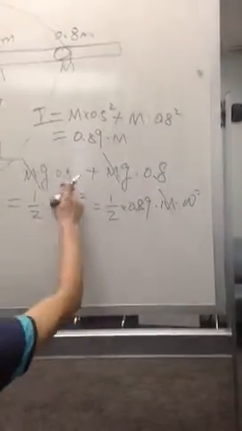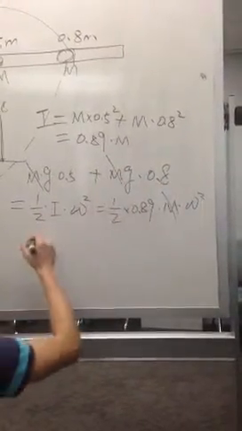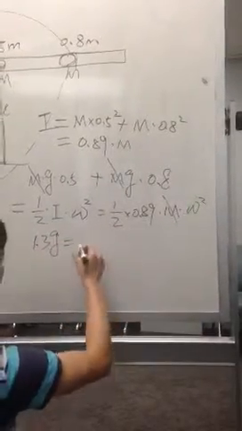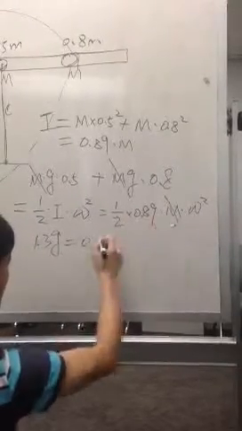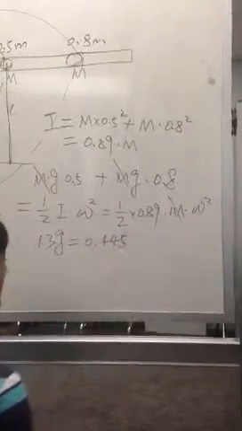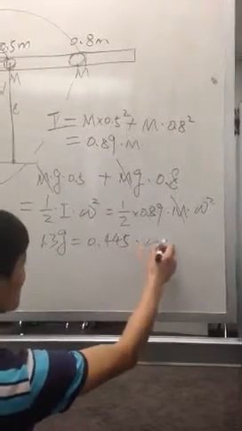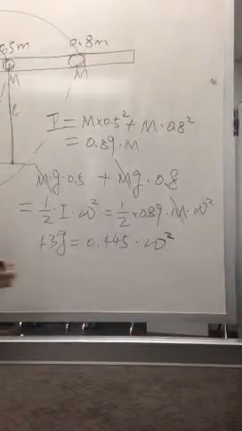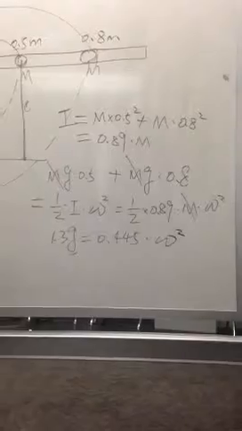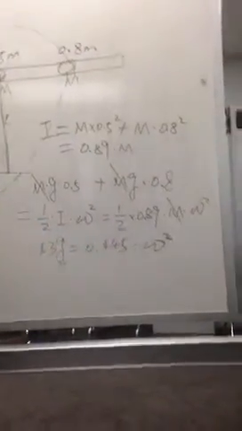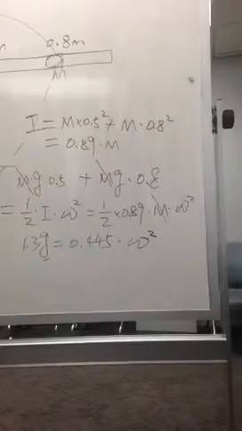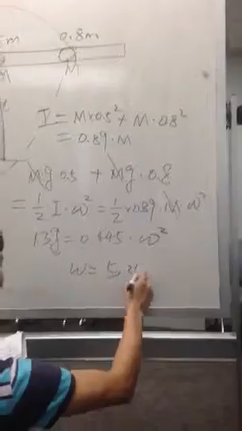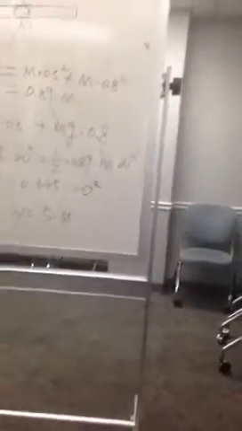So here what you got is 0.5 g plus 0.8 g is 1.3 g, which is equal to 1/2 of this, which will be 0.445, times the angular velocity squared. And you know g is 9.8. Then you just need to divide and then square root. What you will get is 5.35. So the correct answer will be B.